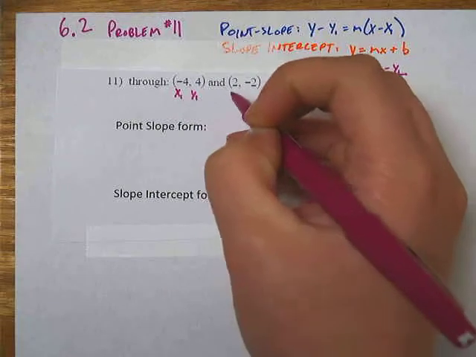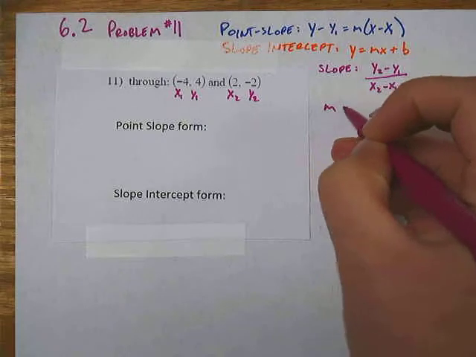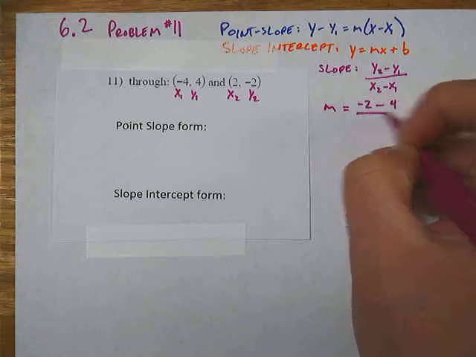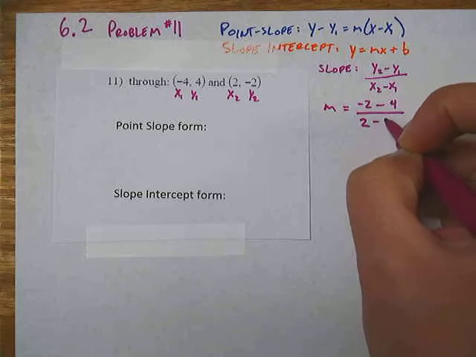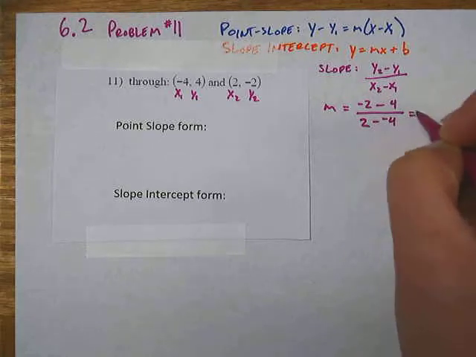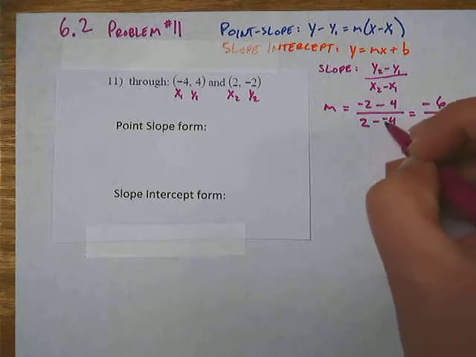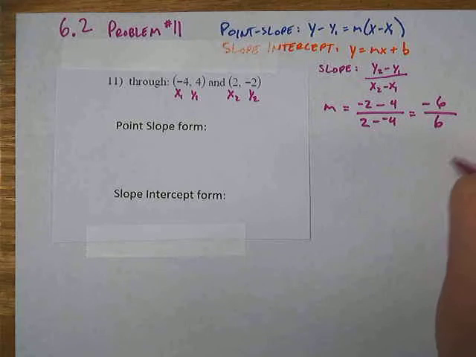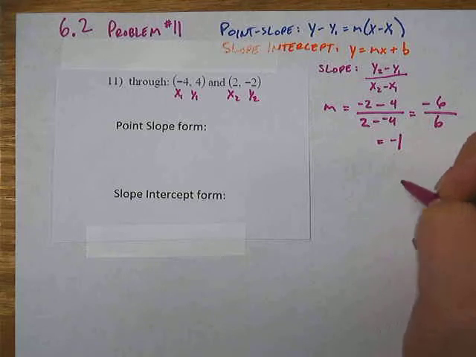x1, y1, x2, y2. So we take y2, so -2, minus y1, which is 4, divided by x2, which is +2, minus x1, which is -4. Okay, so -2 minus 4 is -6. And 2 minus -4, well, minus a negative is just like adding. So 2 plus 4 is also 6. And this reduces to -1 because -6 divided by 6 is -1.